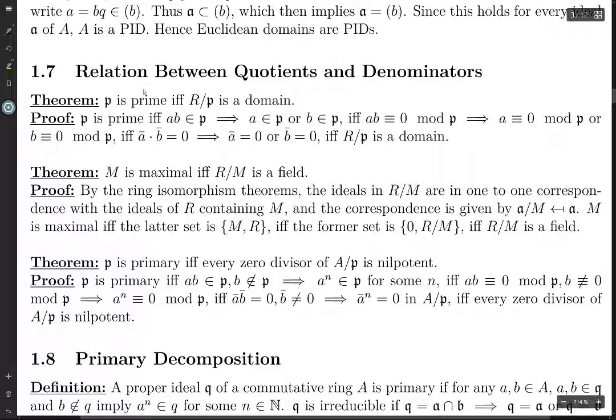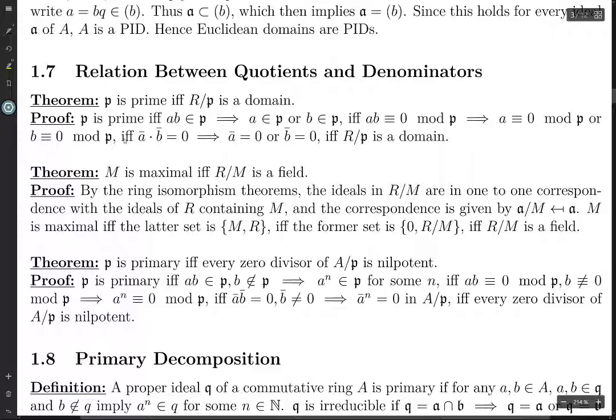And these are basically the same thing. So P is prime if and only if whenever you have two elements whose product is in P, either A is in P or B is in P. Now let's rewrite this using the equivalence relation of cosets of P. So AB in P means the same thing as AB being congruent to 0 mod P. And this implies that either A equals 0 mod P or B equals 0 mod P.